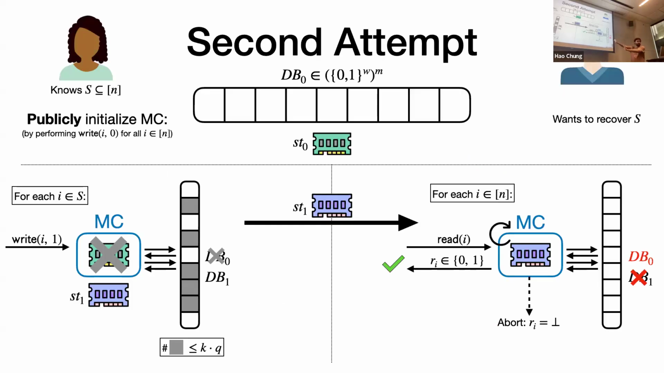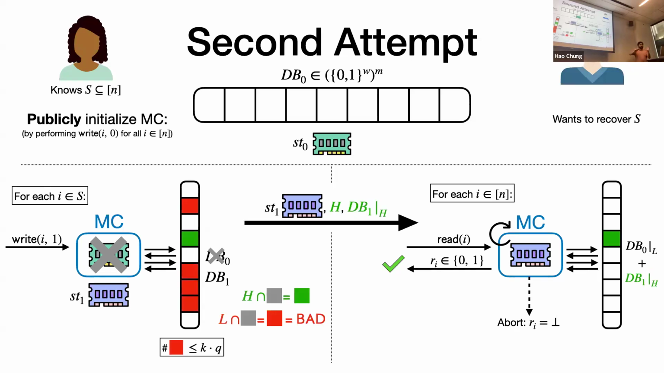So just to bring it back to the protocol, here's what we had originally a few slides ago. What we're going to do now is, instead of just sending the updated state between Alice and Bob, Alice is also going to send a description of the heavy set H and the updated database on the heavy set. And the point is that Bob now has some hybrid database that it could use. It's like a DB0 on the light elements and DB1 on the heavy elements.